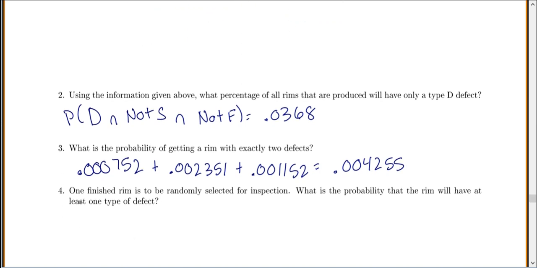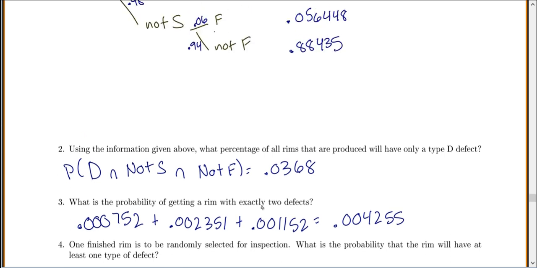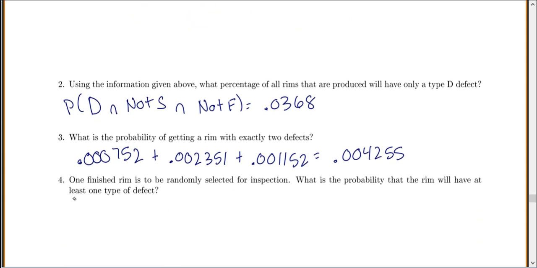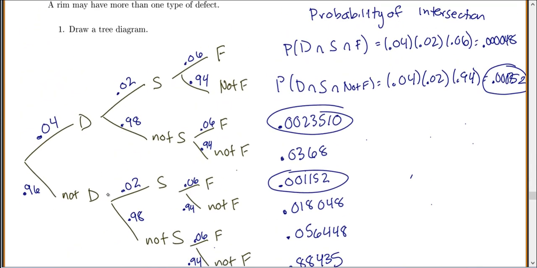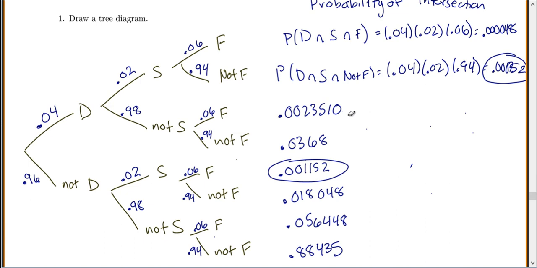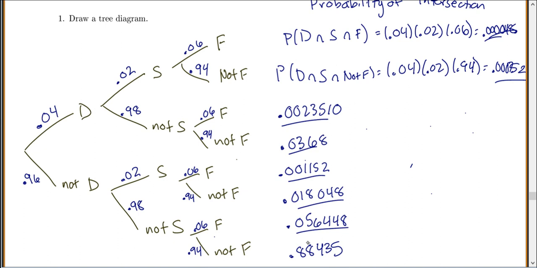And finally, one finished rim is to be randomly selected for inspection. What is the probability that the rim will have at least one type of defect? Now, you should see "at least one" and automatically think of the complement rule. But if you didn't, the tree diagram does make this easy as well. So if you want at least one defect, go through and circle or underline everything that has at least one defect. So everything that has at least one defect would be everything but the bottom. So you add up everything but the bottom.